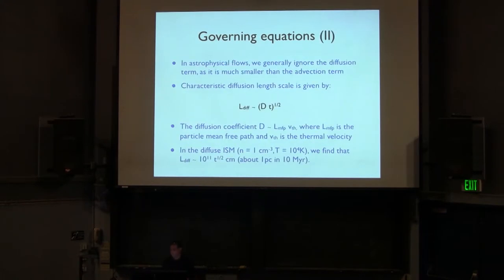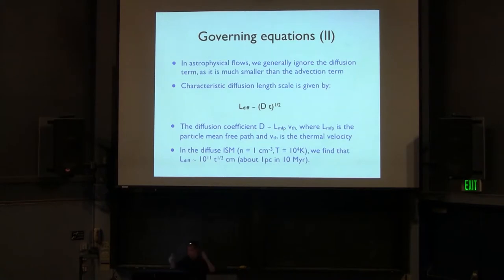So the diffusion term is one that we normally ignore in most astrophysical problems, some sort of explicit diffusion. And in the chemistry, we tend to ignore it as well in most regimes. Diffusion length scale is just given by the diffusion coefficient times time, to the power of a half. The diffusion coefficient goes as the mean free path times the thermal velocity. If you look through the maths for the ISM, for a number density of 1 and T of 10 to the 4 Kelvin, you find the diffusion length scale is about a parsec. So you diffuse about a parsec in 10 megayears. That's not very far, and quite a long time.